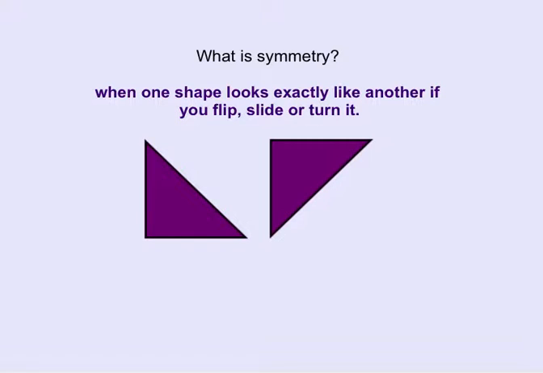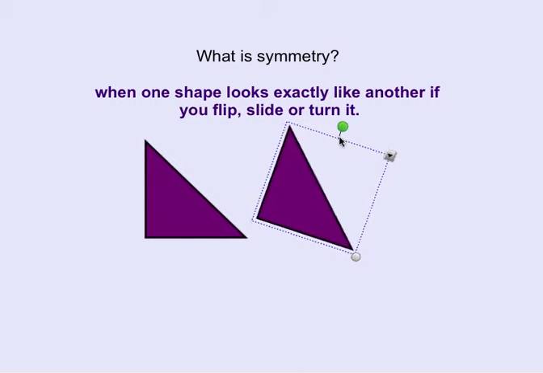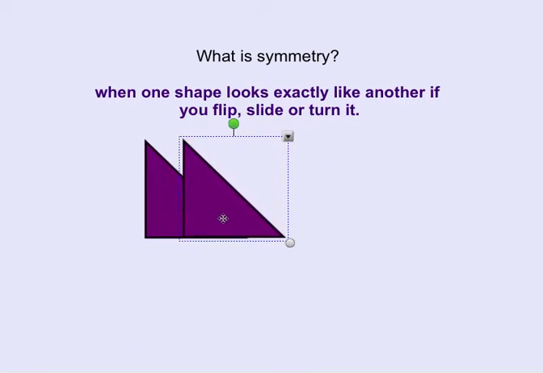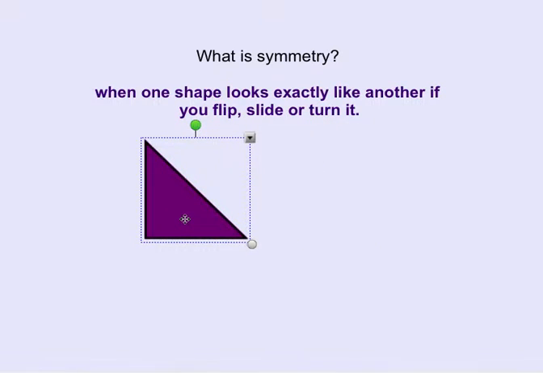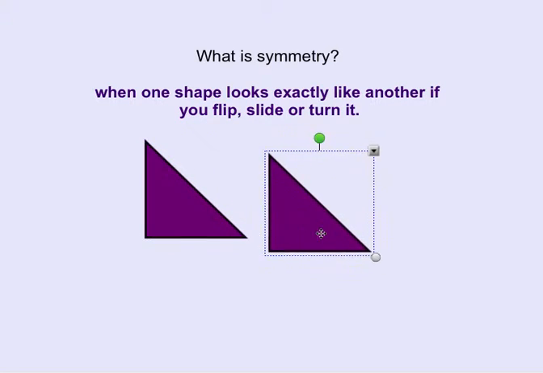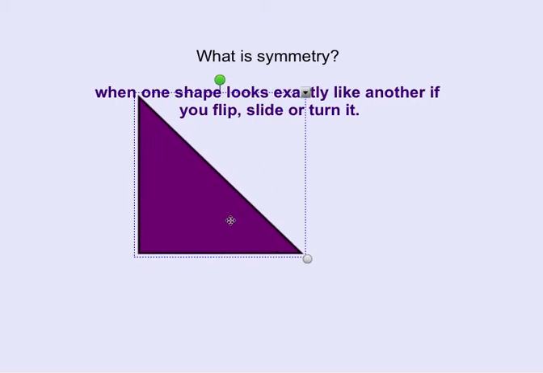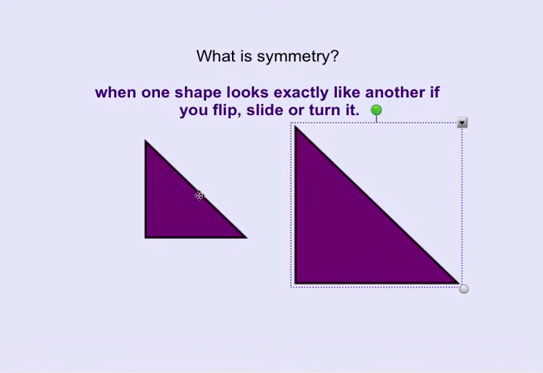So first we have to talk about what exactly symmetry is. Symmetry is when you have one shape, or two shapes I should say, but they look exactly like each other if you flip, slide, or turn it. So I have two triangles on here, and they're turned different ways, but if I rotate it or turn it, and then slide it over the other shape, they match exactly. So that is a property of symmetry, that they look exactly like each other, even if you have to flip it, slide it, or turn it. Now, these are not symmetric shapes because this one is way bigger than this one.